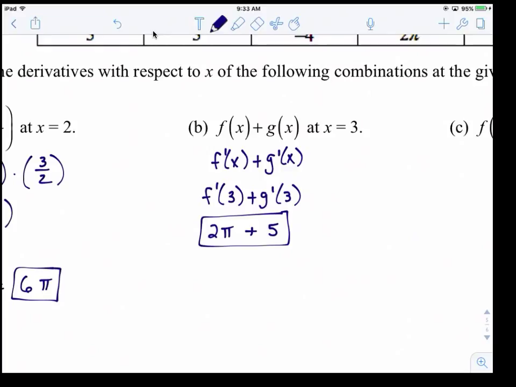Where are you getting 8 and 2 from? Because it says evaluate the derivatives, not evaluate the function.